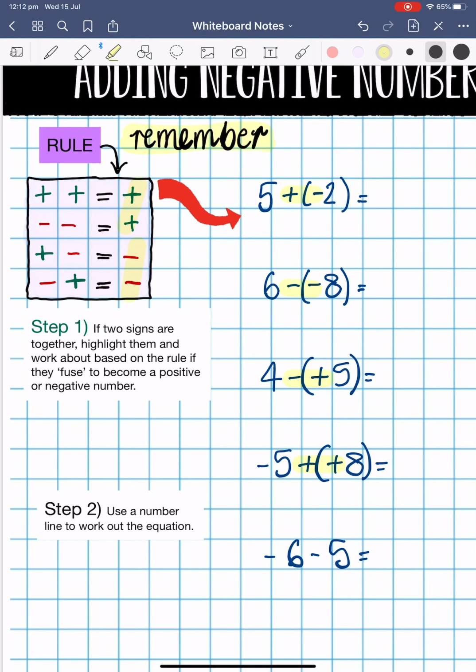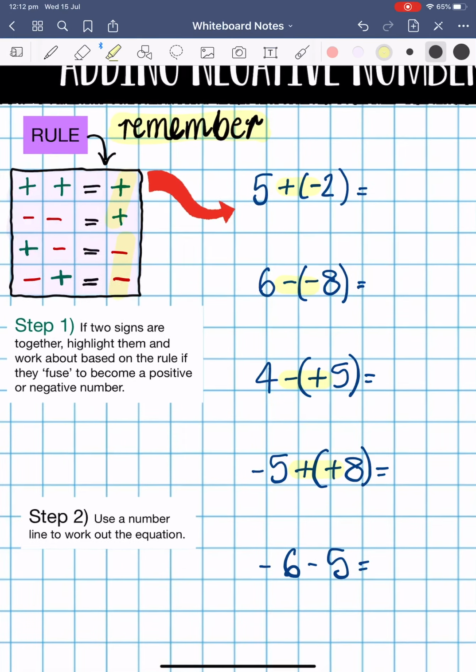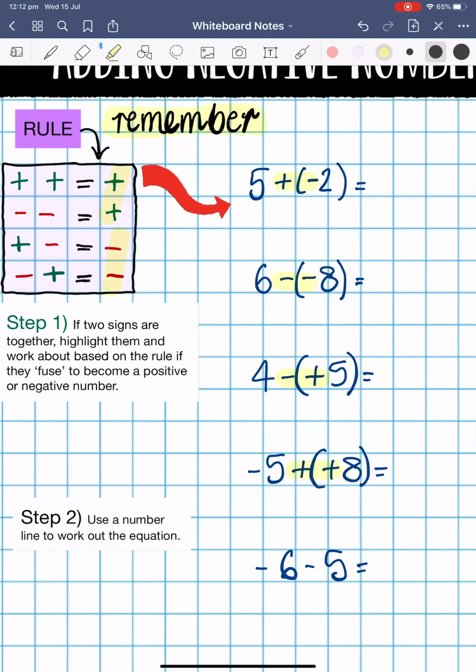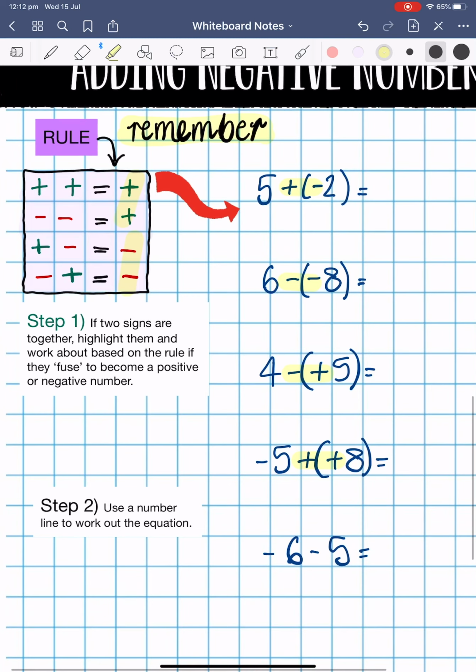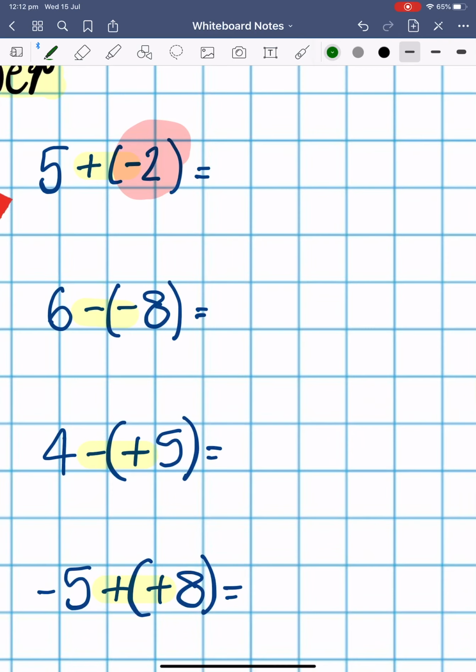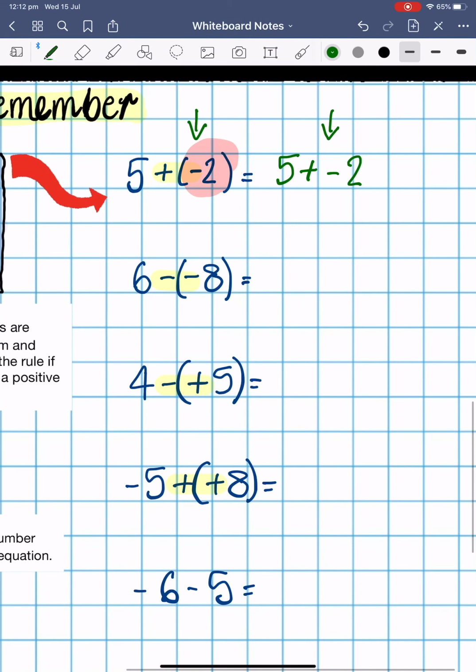Now, I've got some examples here, and I've just put them in brackets just to show that this number, for instance, here, is negative, okay? So this question is exactly the same as this, okay? Some books will show it like this, and others will show it like this, okay? So it's just the same.